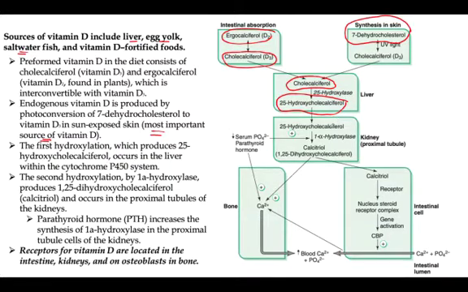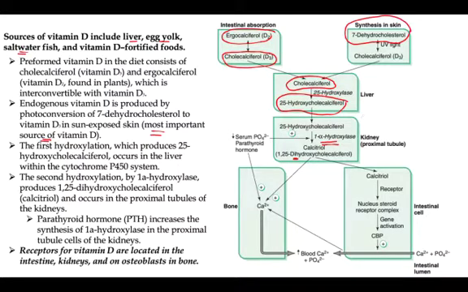where it undergoes a second hydroxylation reaction catalyzed by the enzyme 1-alpha-hydroxylase, and you may have heard of this enzyme because it is regulated by the parathyroid hormone, and this enzyme catalyzes the conversion of 25-hydroxycholecalciferol to its dihydroxy form, that is 1,25-dihydroxycholecalciferol. And this reaction is occurring specifically in the proximal tubules of the kidneys.